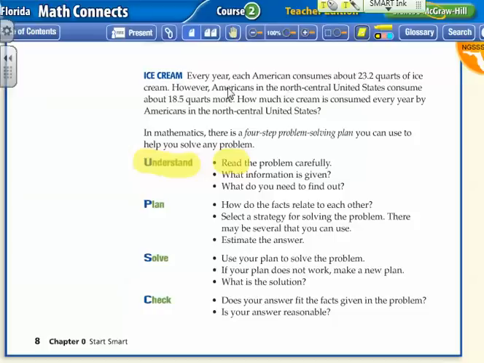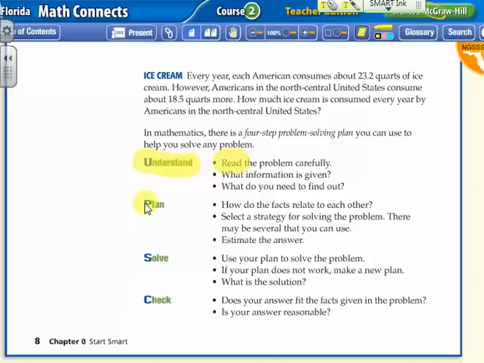As an example in this problem, the average American consumes 23.2 quarts of ice cream. In north central United States, each of those does 18.5 quarts more. So the question is how much ice cream is consumed every year by Americans in the north central United States? To get an understanding of this, usually what you'll see in most word problems is the first couple of sentences are giving you the information that you'll need to solve the problem. And what they want you to solve is usually the last sentence. Here they want to know how much ice cream is consumed every year by Americans in north central United States. So once we've read it, we understand what we're trying to find.